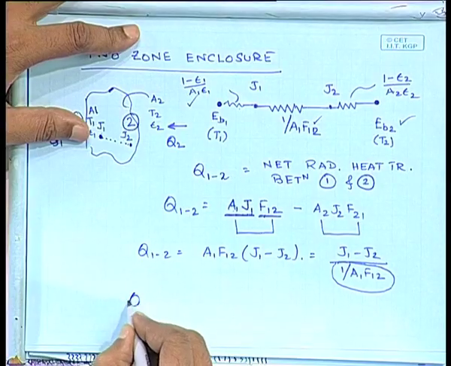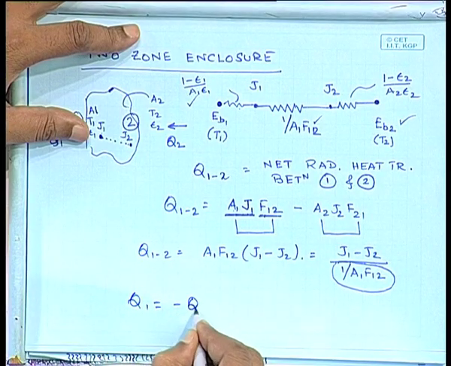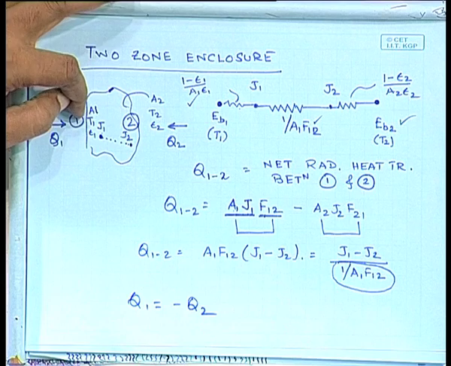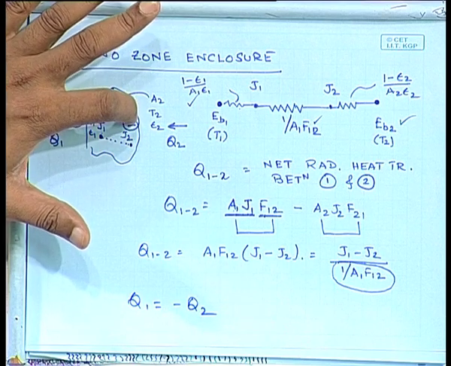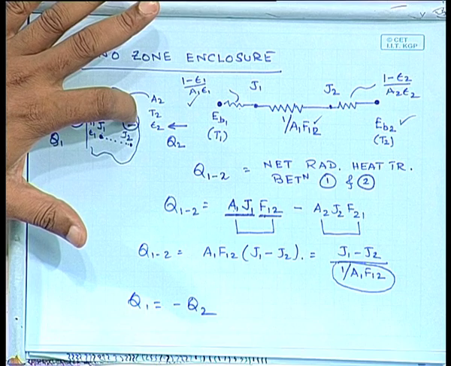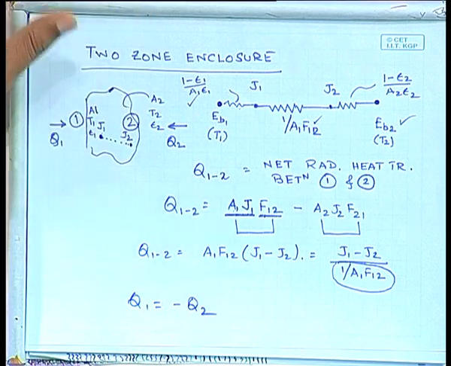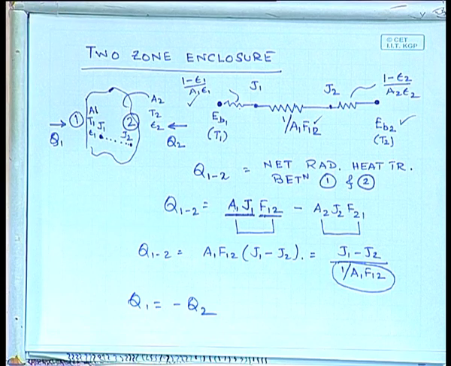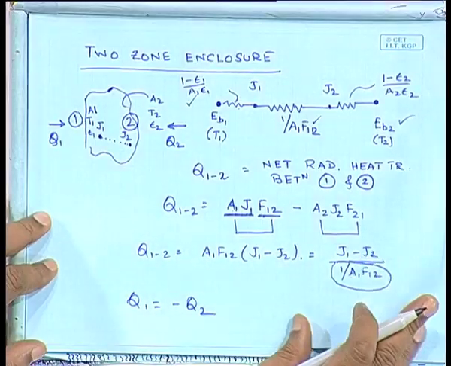You can also say that Q1 has to be equal to minus Q2 in order to maintain thermal equilibrium. Whatever energy you are putting in at 1 has to be taken out from 2 or vice versa in order to maintain thermal equilibrium. That holds for 2 zone enclosures, which would not be true for a 3 zone enclosure, because the energy you are giving to surface 1 can very well get distributed between 2 and 3. So, Q1 equals minus Q2 would be valid only for 2 zone enclosures. Okay.